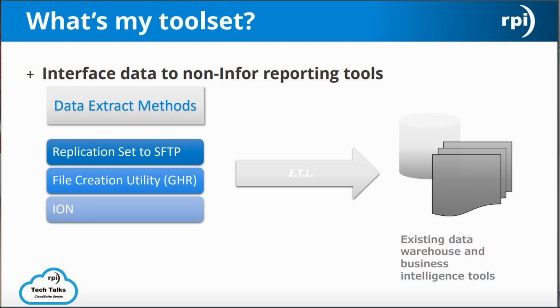There's also ways to get at the data and send it outside of the system. Maybe you already have a reporting platform in place, or you have a data warehouse and you want to blend information from your ERP. The good news is you have a number of ways that you can basically capture and send that information out to be consumed by a third-party system. So you can leverage replication sets, you can use file creation utilities, or you can use Ion to stream that information out to your enterprise and to other existing systems.